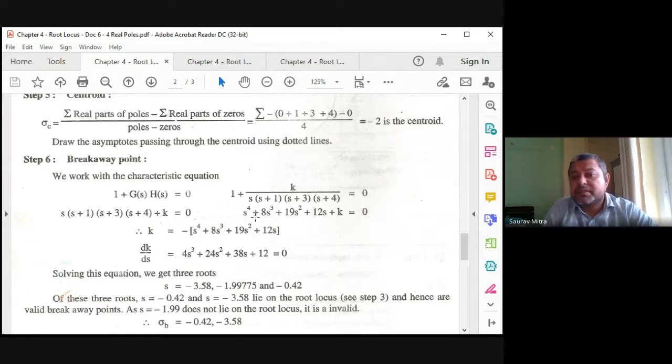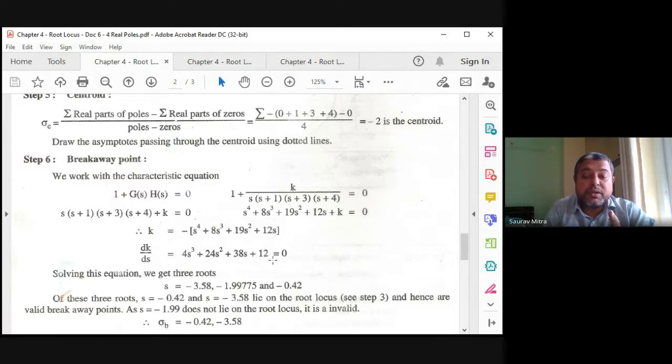So this is the characteristic equation of the system. You can write one line that this is the system characteristic equation. So what is the value of k? Take all the things to the right side, then differentiate with respect to s. Whenever you are differentiating it and equating to 0, the minus sign doesn't matter. So this is 4s cube plus 24s square plus 38s plus 12 is equal to 0.